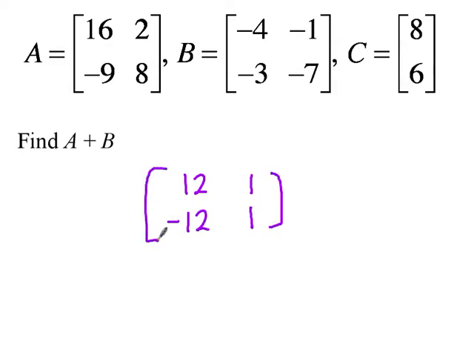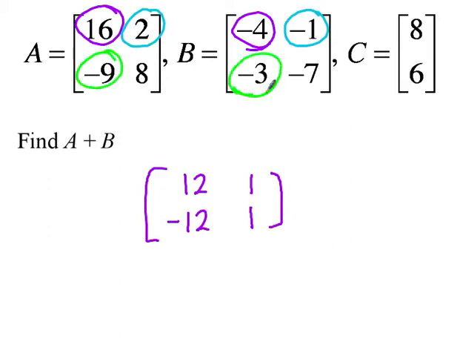All you're going to do to add A and B together is you're just going to add the corresponding parts. So 16 corresponds with -4. So you're going to add those two together. Okay? 2 corresponds with -1. So you're going to add those two together. -9 corresponds with -3. So you're going to add those two together. And then 8 corresponds with -7. So you're going to add those two together. That's all you do. Okay? If it tells you to add, you just add the corresponding parts.